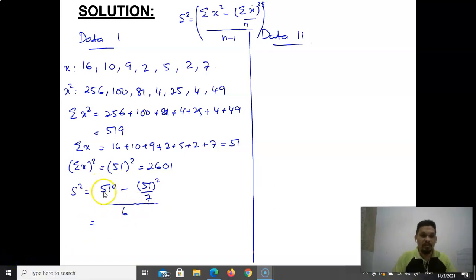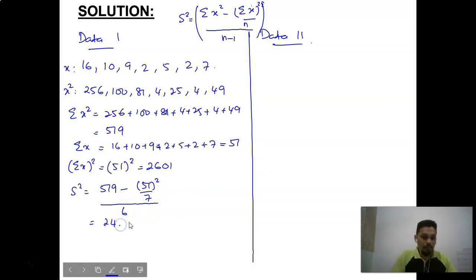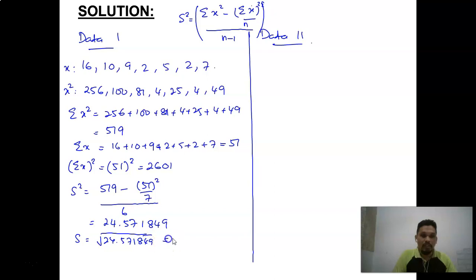So then the result of this: 519 minus 51 squared divided by 7, and everything divided by 6, is equal to 24.571,849. So standard deviation S equals the square root of variance, the square root of 24.571,849, which equals 4.957.